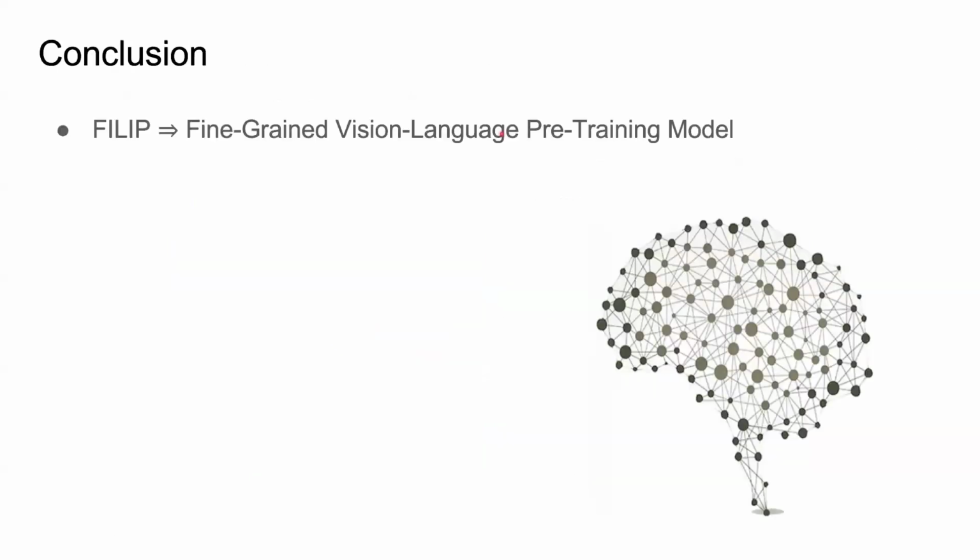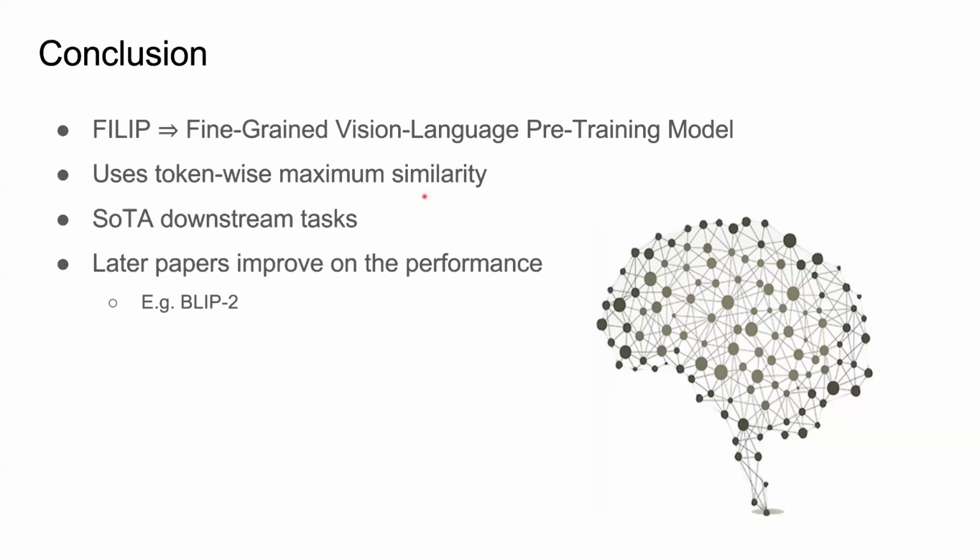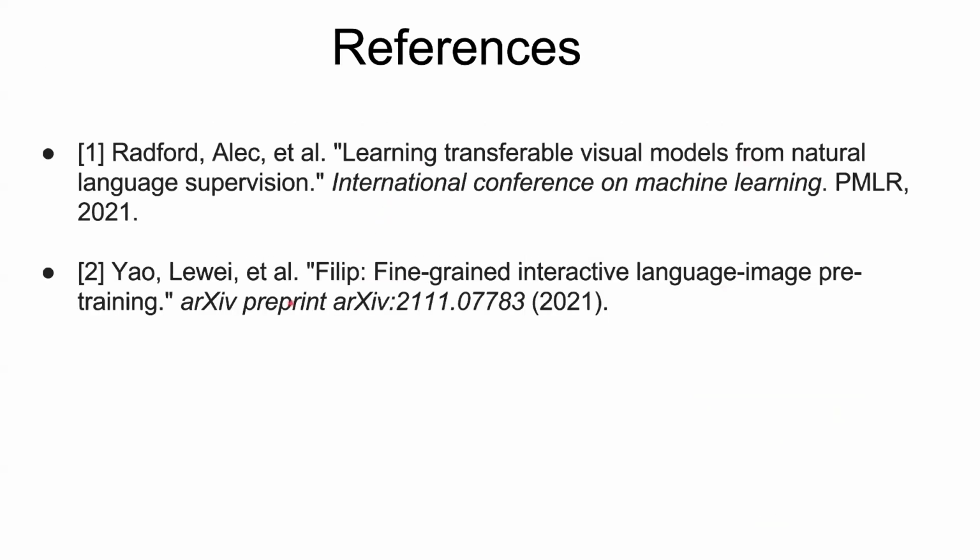So in conclusion, today we presented to you FILIP, a fine-grained vision-language pre-training model. The main change between FILIP and CLIP, and what makes FILIP shine, is its use of token-wise similarity instead of image-label similarity. It is, for the most part, state of the art. When it was released, it was, and there are some later papers which build on it, such as BLIP-2. And here are references. Thank you.